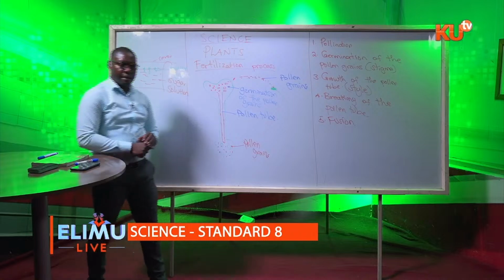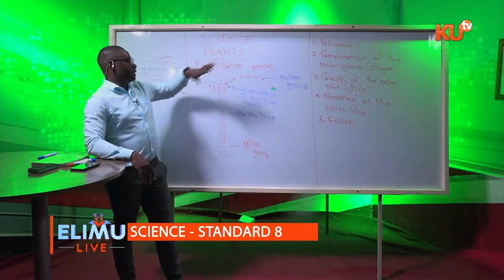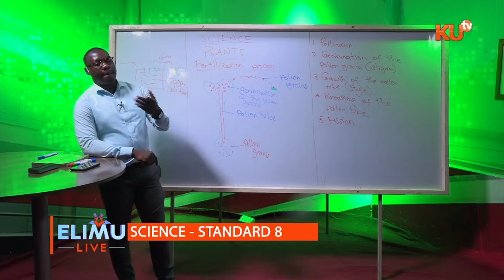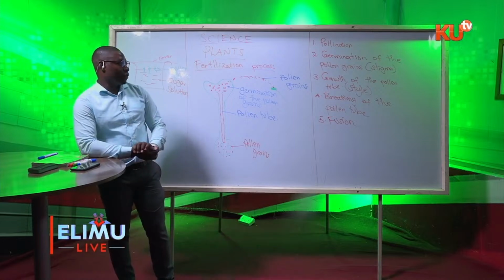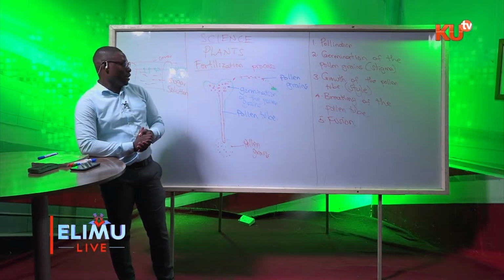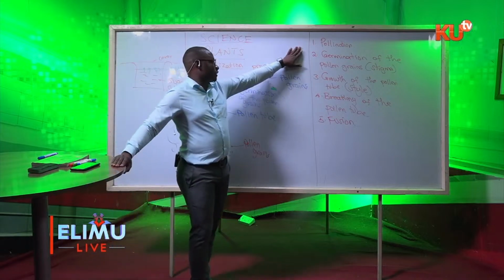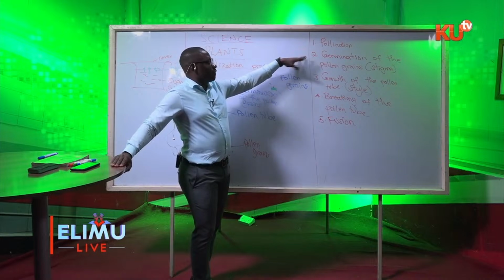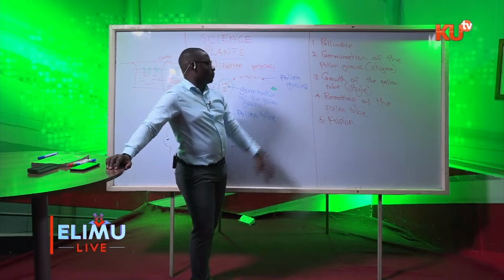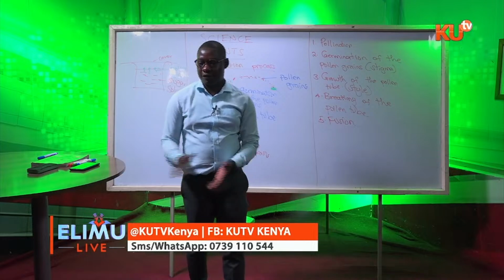So this has been the lesson. The lesson was based on fertilization of plants, and this is a very common area tested in the exams, especially the syllabus that is just ending, the 844. These are very important concepts that need to be well factored in. Let me go through the process of fertilization as I conclude. We have pollination, germination of the pollen grains, growth of the pollen tube, breaking of the pollen tube, and then the fusion.